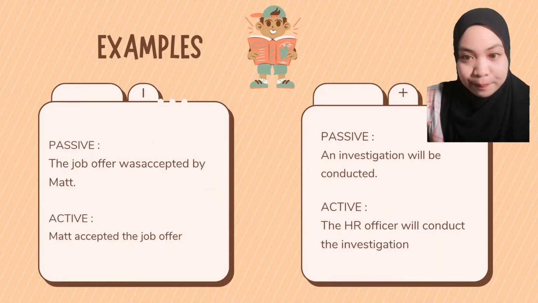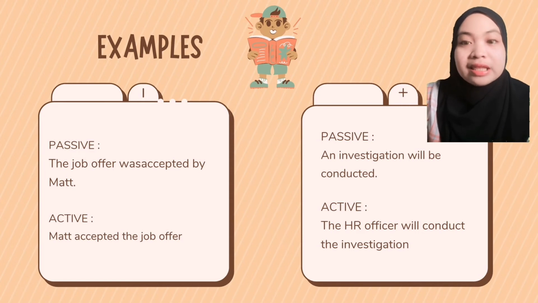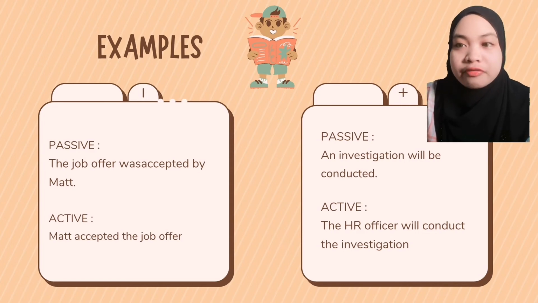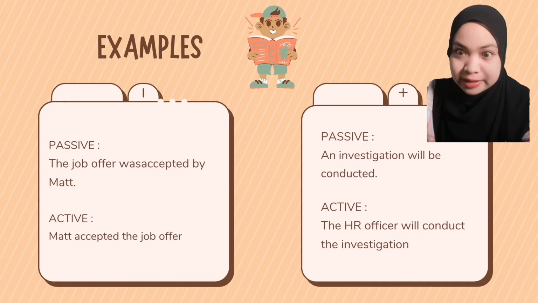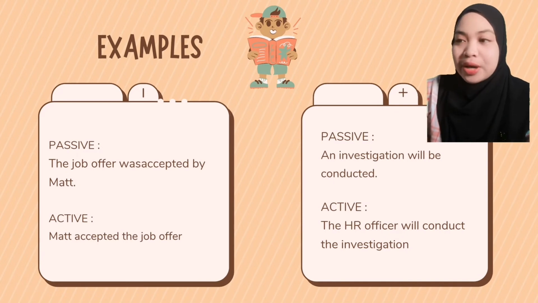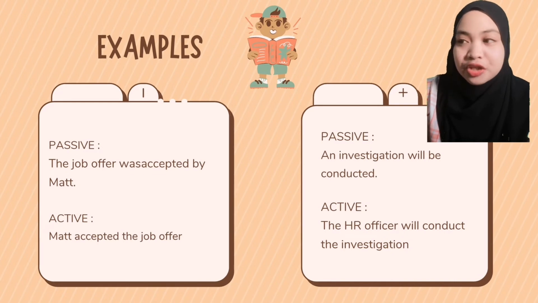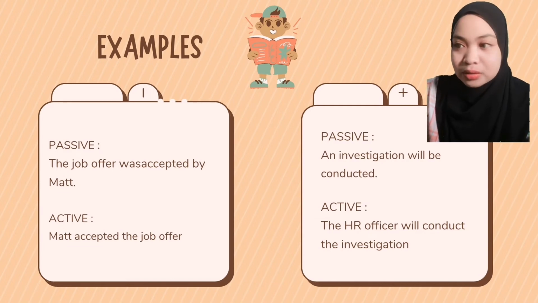Now, let's look at the examples. First example, the passive sentence is, "The job offer was accepted by Matt." But in active voice it is shorter and clearer: "Matt accepted the job offer." Second example, the passive sentence is, "An investigation will be conducted." But in active voice it is clearer and more understandable: "The HR officer will conduct the investigation."